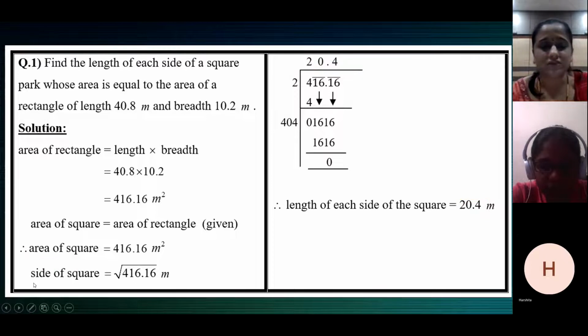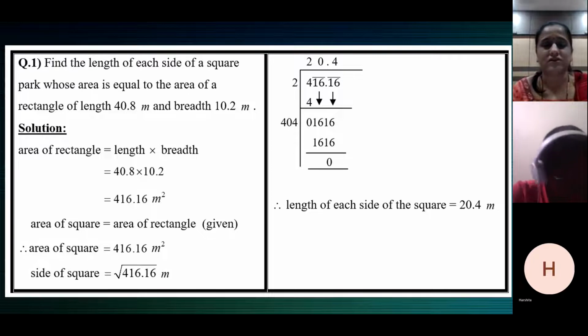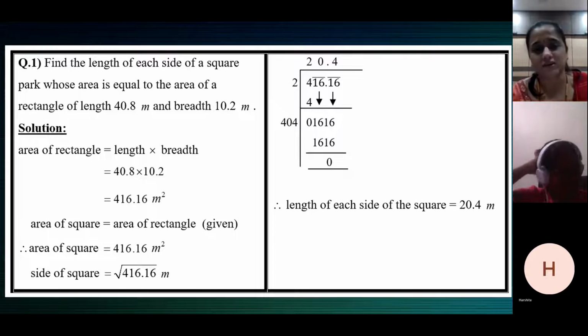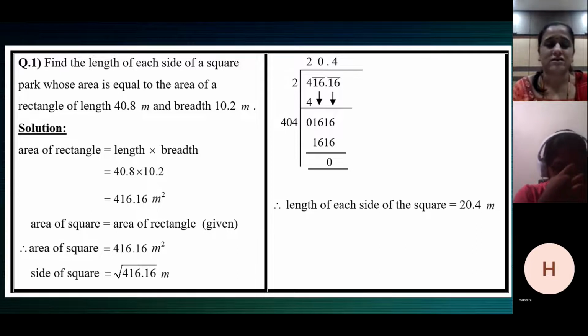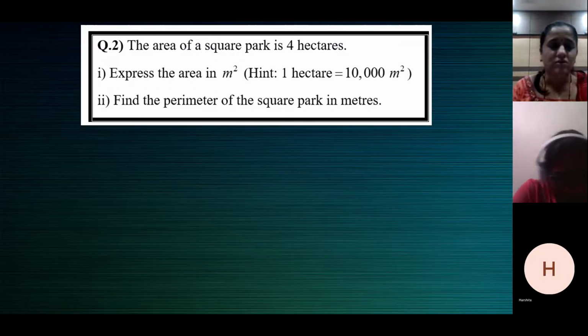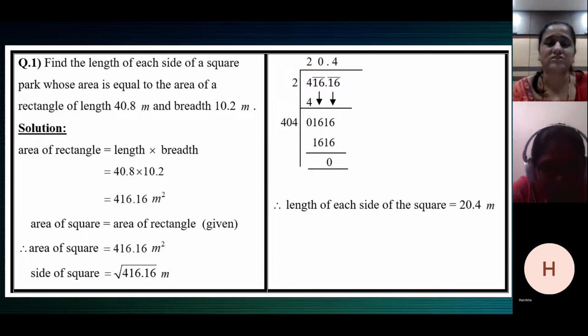So that's how you understand the question and the information given in it. There are two plane figures, one square and another rectangle. We know the length and breadth of the rectangle, so using that you can find the area of the rectangle. Whatever is the area of the rectangle, the same is the area of the square. So the area of the square is also 416.16 meters square.